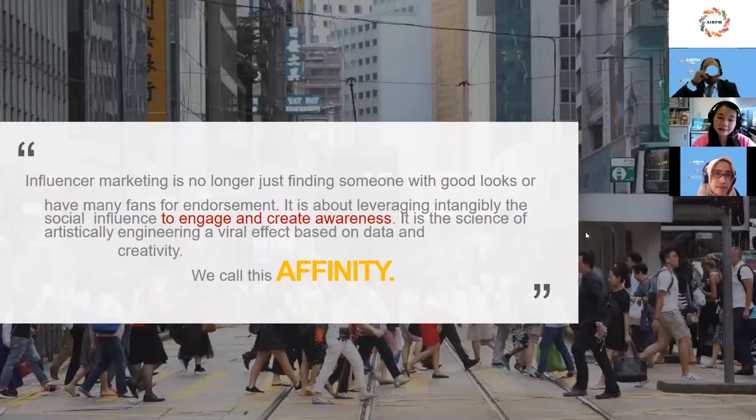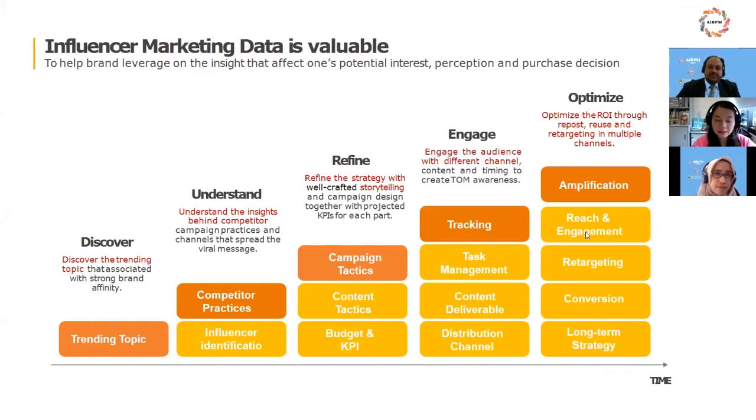So you can see that influencer marketing is no longer just finding someone with good looks, a beautiful face, or many fans, or for endorsement. Actually, it's about leveraging intangibly the social influence to engage and create awareness. So this is called the affinity for the brand. That means how you can approach your customer. So from here you can see that influencer marketing data is valuable because it can help the brand leverage the insights that affect potential interest, perceptions, and finally purchase decision.